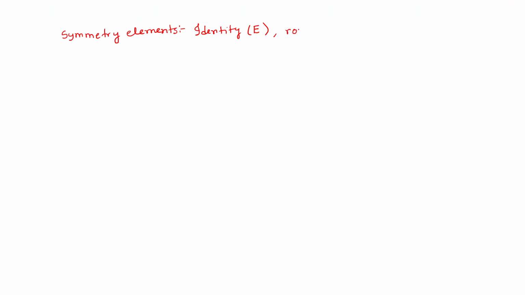For rotation, like Cn, where n is 360 degrees by theta. So by what angle you are rotating? That rotation could be on an axis, and even reflection from a plane, and another could be point of inversion, that is I. Okay. Now what we want to know is how. So symmetry operations are, we will use these elements functioning on our molecules, so that will be a symmetry operation.